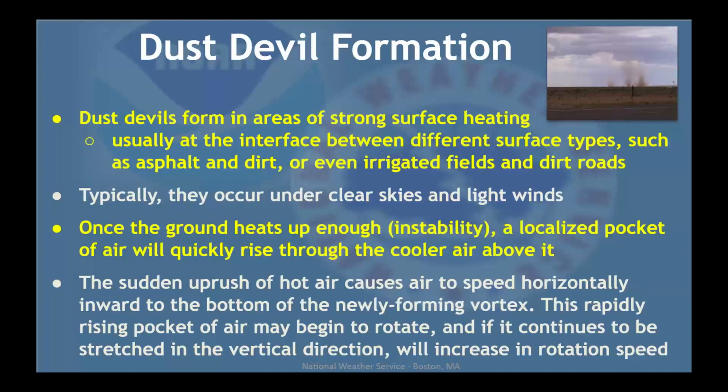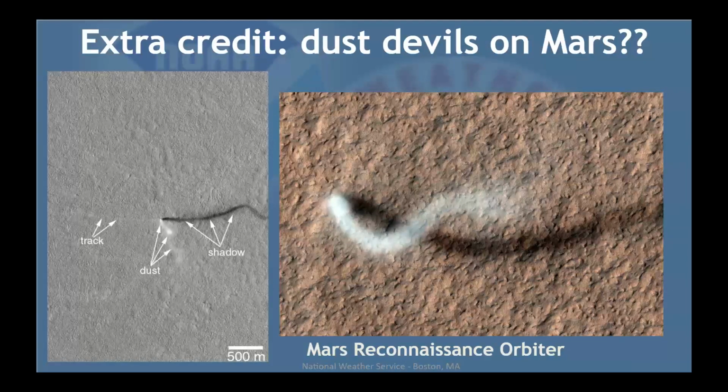Again, like I mentioned, the atmosphere is always trying to stabilize itself. So that sudden uprush of hot air is what makes the air speed horizontally inward to the bottom of this newly forming vortex. As the air is rising, it's being rapidly replaced at the surface and funneling in to the center of this vortex. This rapidly rising pocket of air may begin to rotate, and if it continues to be stretched in the vertical direction, it'll increase in rotation and speed, and that's how we start to get the formation of a dust devil.